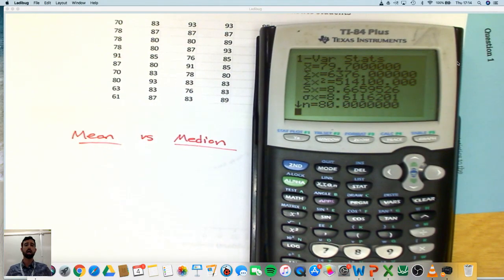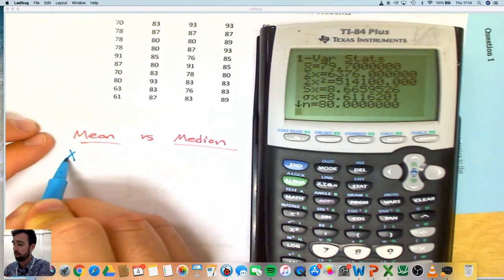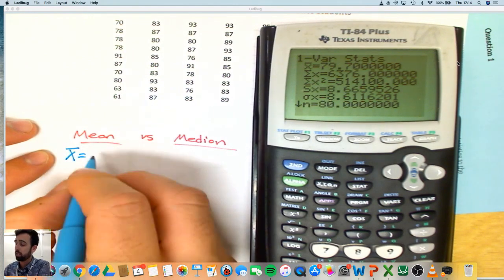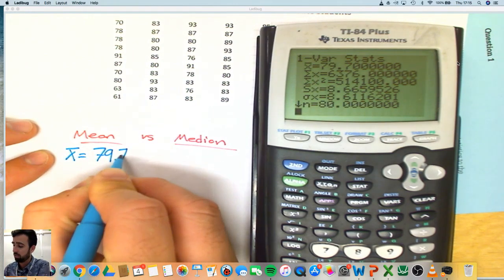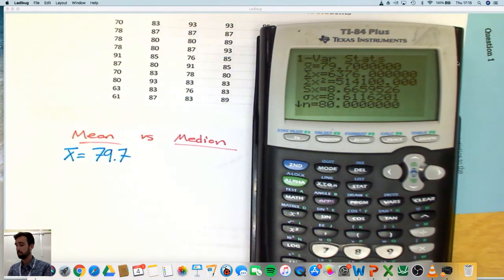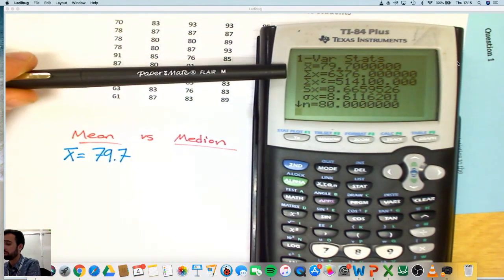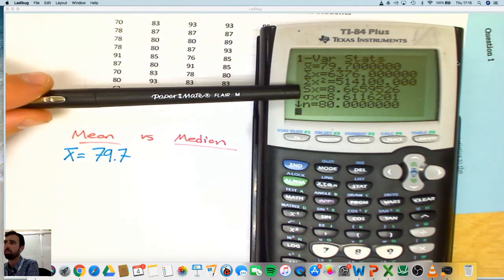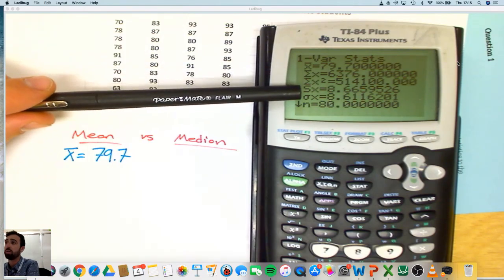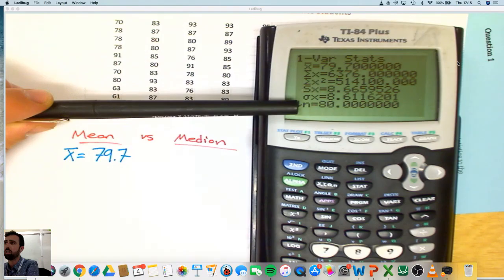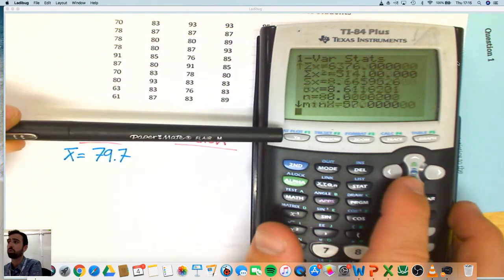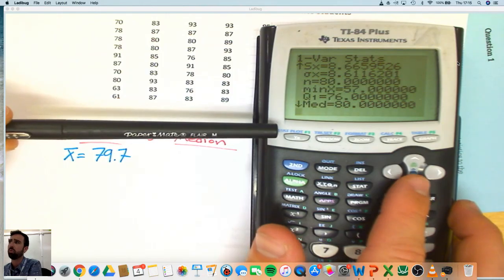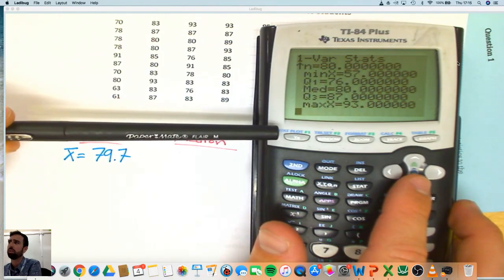So it's going to give us a lot of stuff. That x bar, you should know that x bar always is the average. So our x bar is 79.7. That's your average, okay? That next is just the sum of all your data points. That's the sum of all your data points squared. That's the standard deviation, also the standard deviation. n is your population, so that also tells you how many data points you had. As you scroll down, you'll see the min, Q1, the median, Q3, and the max.